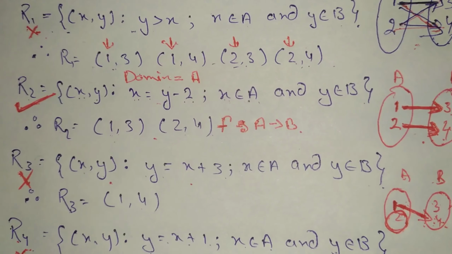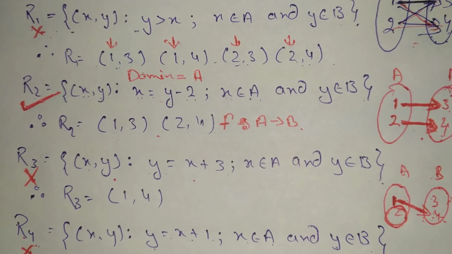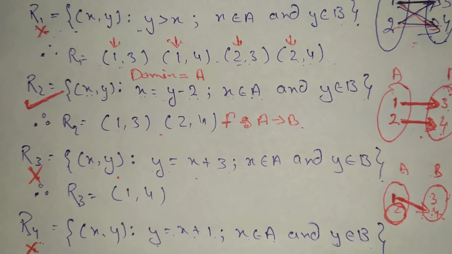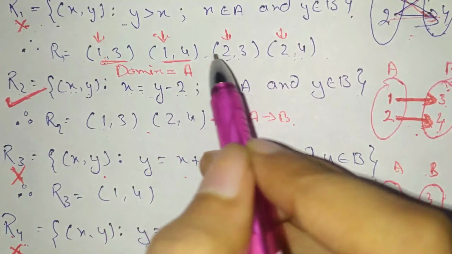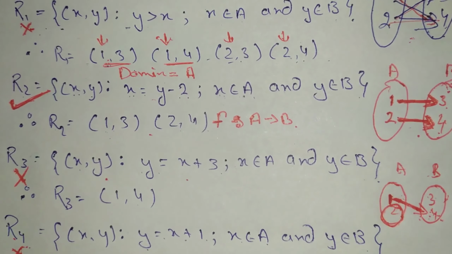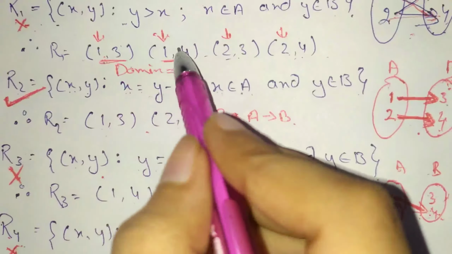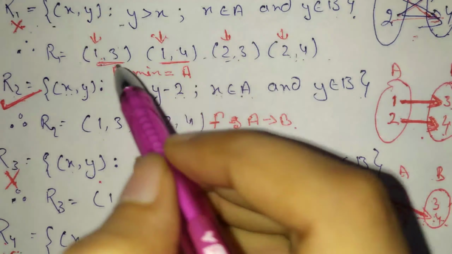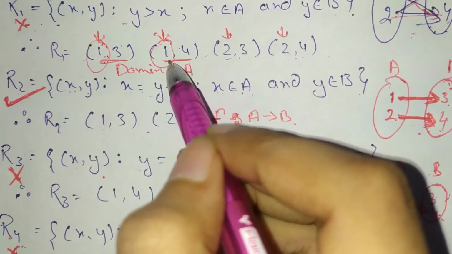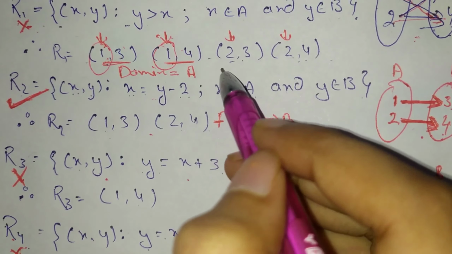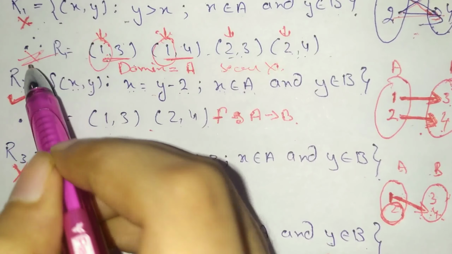Now let's see if our second condition is satisfied or not, that is no two distinct ordered pairs have the same first element. According to the condition, no two distinct ordered pairs have the same first element, but in this relation we have the same first element. Therefore our second condition is not satisfied, therefore it is not a function.